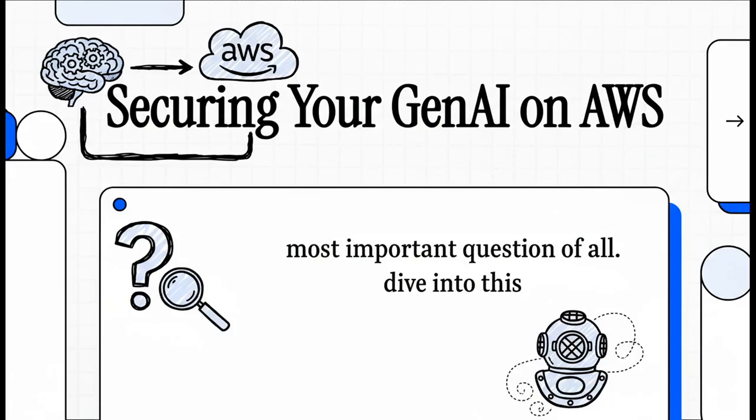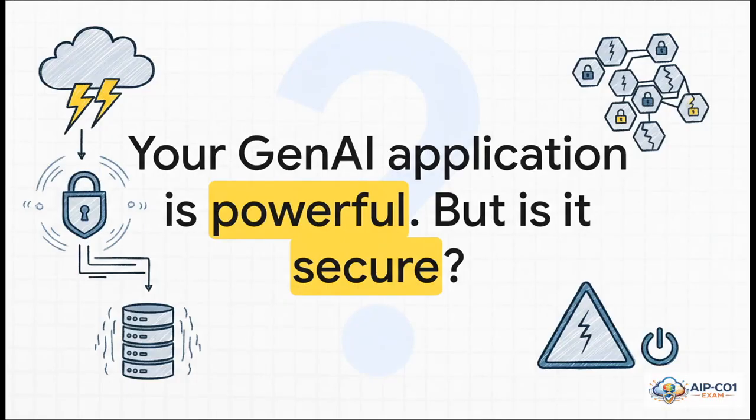Okay, so you've built an incredible generative AI application on AWS. It's smart, it's powerful, it's ready to change the game. But, as developers, we are wired to ask that one single critical question before we ship anything. Is this thing really secure?